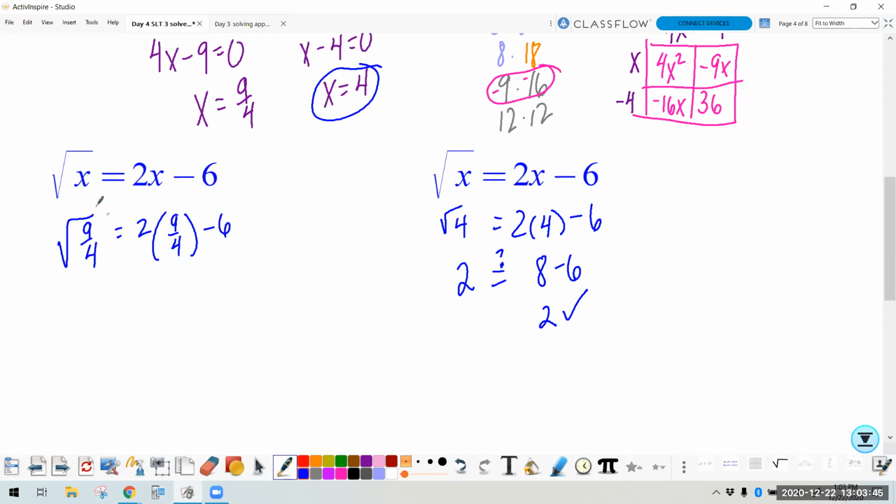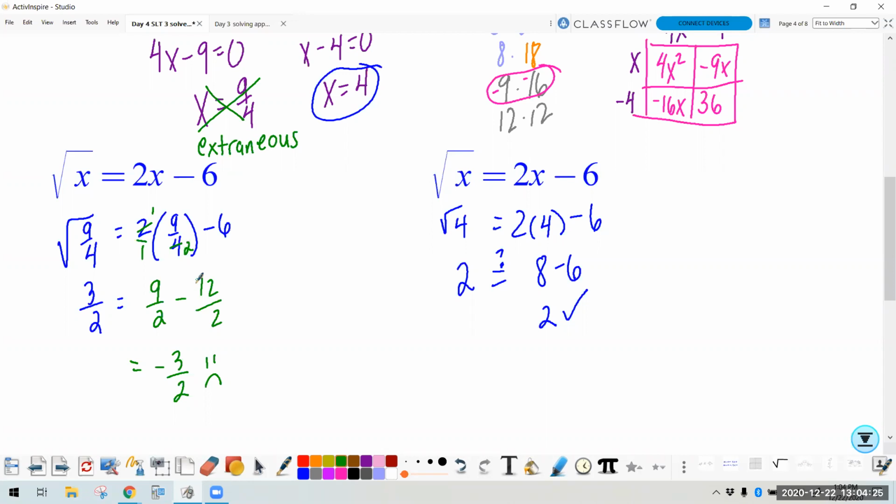Let's check the 9/4. Kind of a little extra work here with the fraction. The square root of 9/4 is 3/2. I can reduce this fraction. 2 reduces into 4 that way. So we get 9/2 minus 6. But I'm going to write 6 as 12/2 so that I can combine my fractions. And that's negative 3/2. That's not equal to positive 3/2. That answer is extraneous. It does not make the equation true.